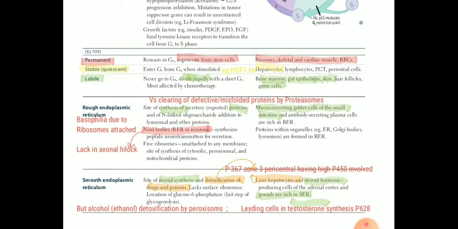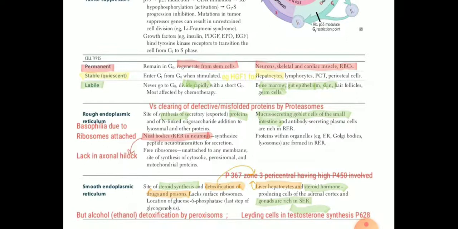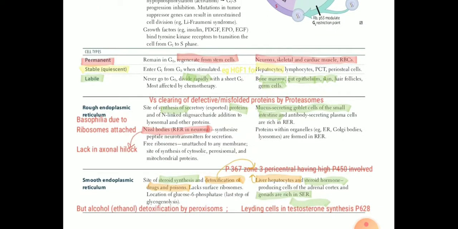And then stable or quiescent cells remain quite stable, and when stimulated they divide. An example is the hepatocyte. We know that the liver regenerates, so these cells are present where regenerative capacity is present; otherwise they are stable. They are stimulated by growth factors, for example hepatocyte growth factor for the hepatocyte, which is asked. It is not written here, so you can add it for convenience. An MCQ asked about stable cells is mostly hepatocytes.